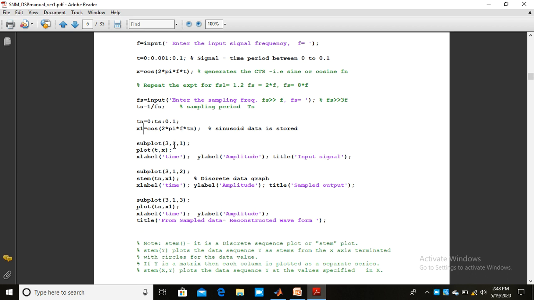For that we are using subplot, which contains 3 windows. In the 3 windows, this one stands for the first row and this stands for the first column. Here we plot t versus x, where t is our continuous time and x is our input cos 2 pi f t. Next we use the stem command to discretize the signal. Here tn is discrete time and x1 is cos 2 pi f tn. Next we take another plot with respect to tn and x1. Here we are reconstructing the waveform.